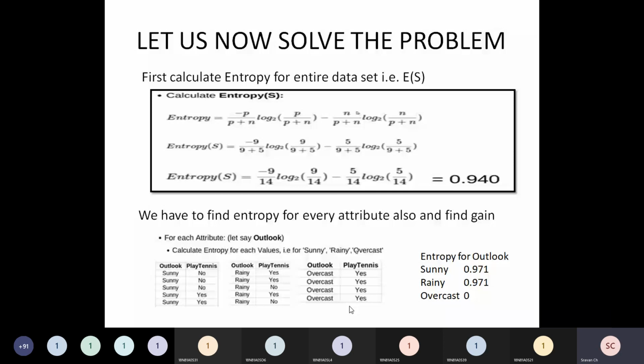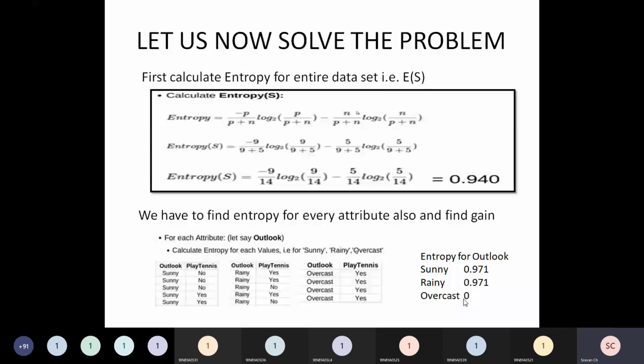So if you observe, friends, we have calculated entropy for the outlook parameter when the value was sunny, when the value was rainy, when the value was overcast. So I got 3 entropy values for my outlook parameter based on its values. Outlook sunny 0.971, outlook rainy 0.971, outlook overcast 0. Now I will calculate the information gain.